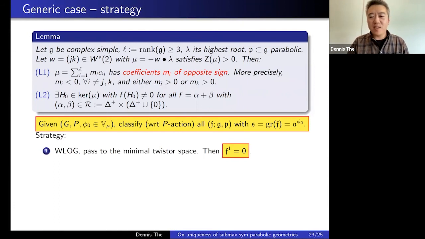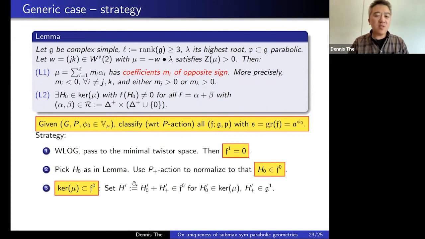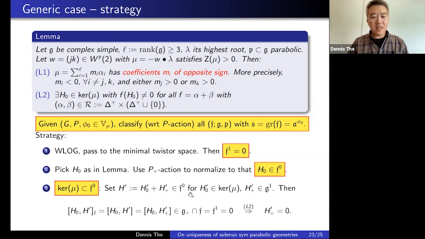As I said, F1 is equal to 0. Pick an H0, something in the Cartan subalgebra, in the annihilator of mu. So pick one, a generic one. First, you use the P plus action to normalize a generic element here. You succeed in doing that. Then you do it for the rest of this, so for the entire subset of the Cartan subalgebra that's annihilated by mu. And here is where you use this F1 is equal to 0.